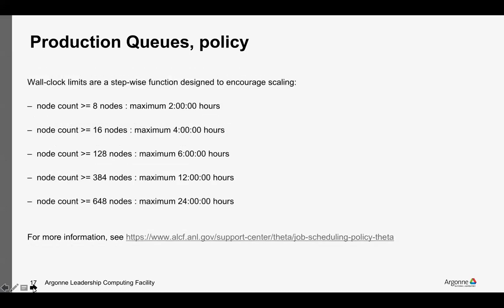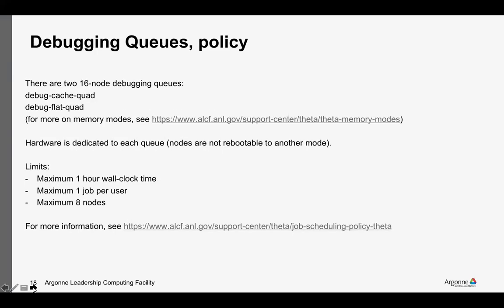More on the policy. The wall clock times are a stepwise function to encourage scaling. So if you have down to 8 nodes, there's a maximum of 2 hours, 16 nodes, 4 hours, 128 nodes, 6 hours, and so on. Please see the link for a summary of that and more information. There are also 2 debugging queues with 16 nodes dedicated to them.